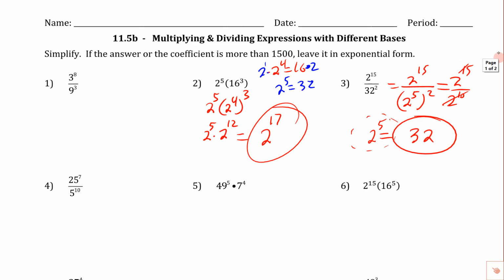So good luck on the assignment. Please ask questions. You're going to see this on the test, and we're going to be using these again in the next couple of sections when we start dealing with scientific notation. Good luck.